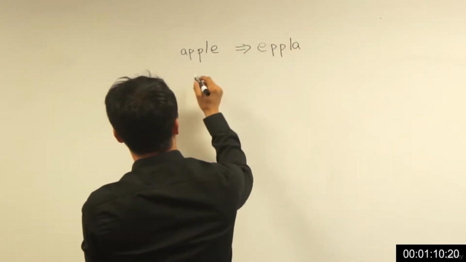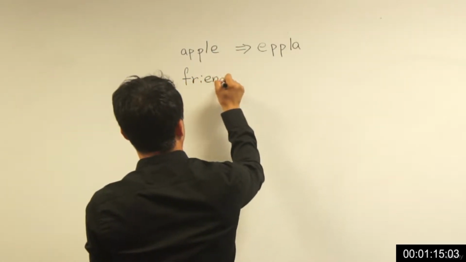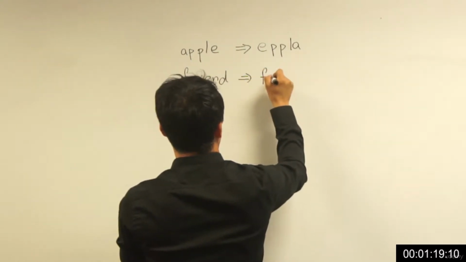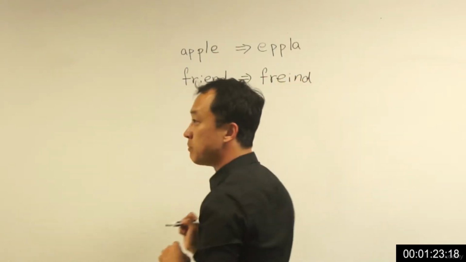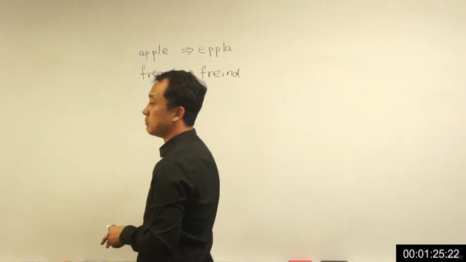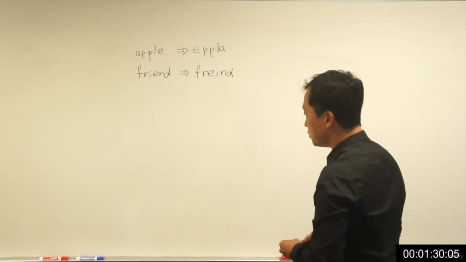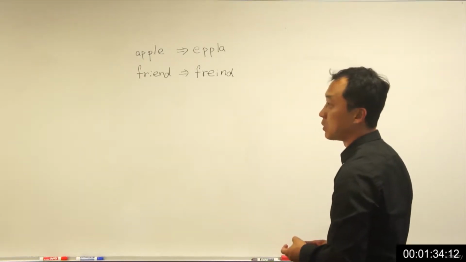Another example is friend. And the output is F, R, E, I, N, D. So we just need to reverse the vowels and leave the rest in place. It's up to you. You can do the in place reverse, or you can do whatever you like. It's totally up to you.